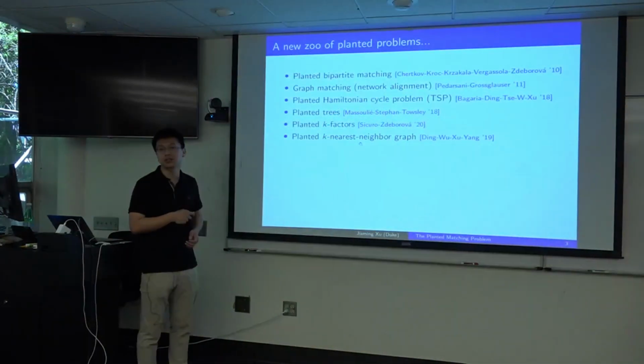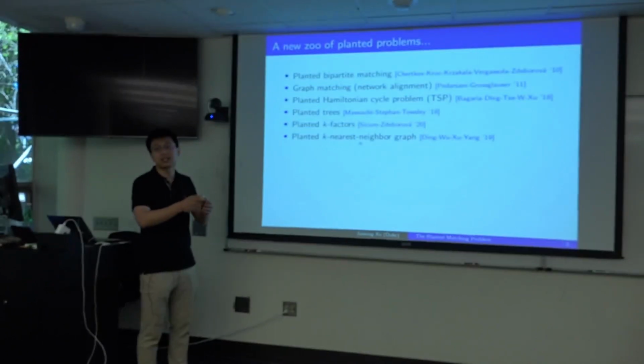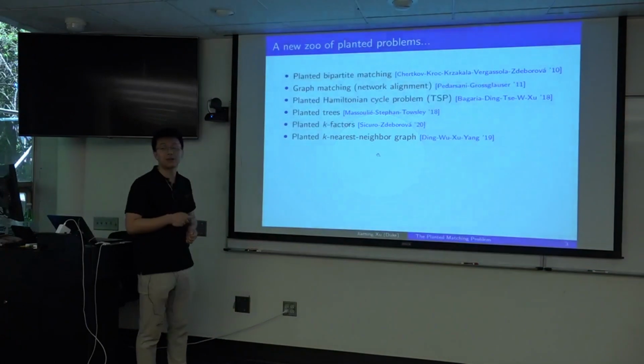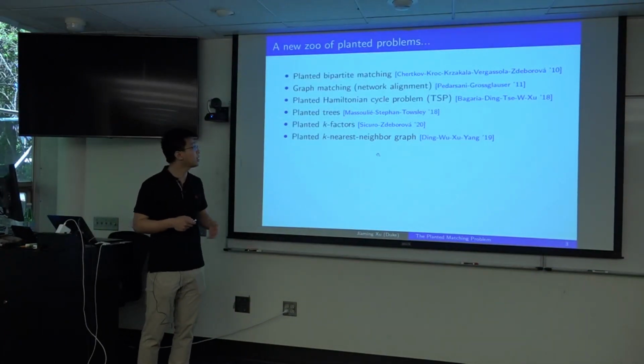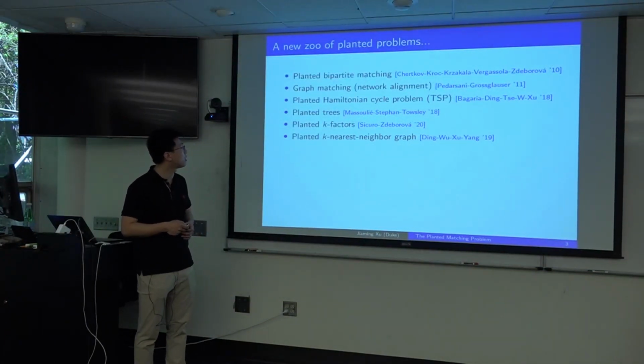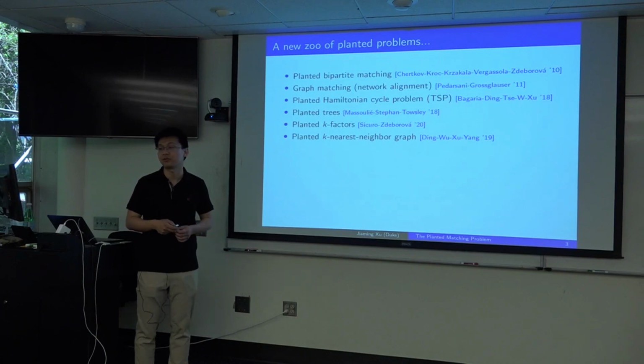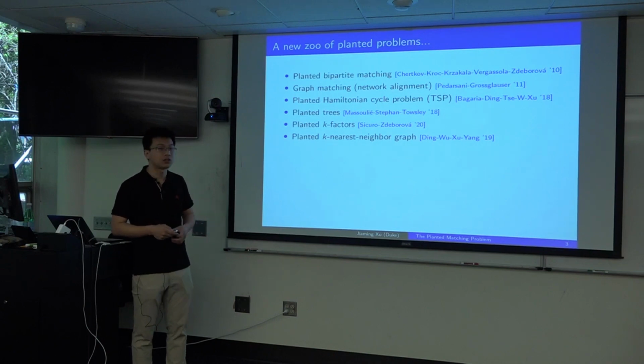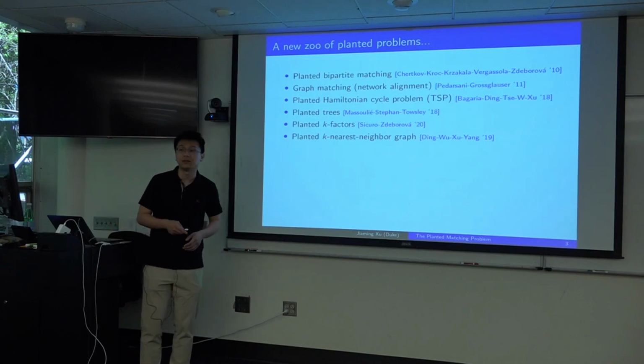K-factors are basically the spanning k-regular graphs, or the so-called k-nearest-neighbor graph. So you can play around with it by plugging in your favorite subgraph structures and then try to come up with a model to see when you can recover it from this noisy observation. So the list actually continues to grow, I would say.